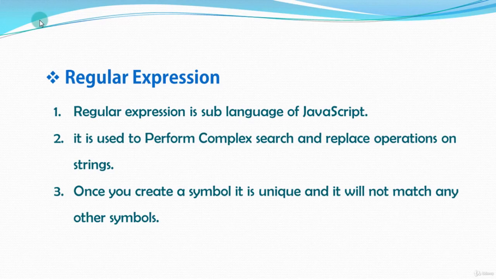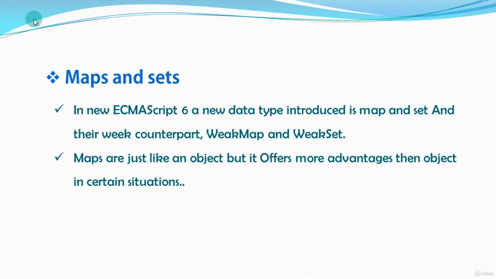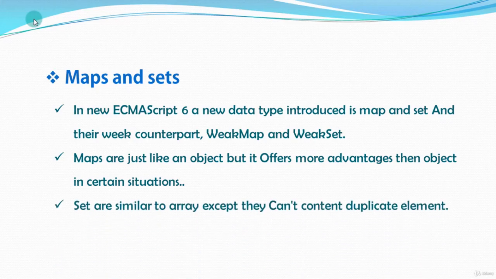Let's move on and talk about maps and sets. In this topic, we will cover map and weak map, and set and weak set. In the new ECMAScript 6, new data types were introduced: map and set and their weak counterparts, weak map and weak set. Maps are just like an object, but they offer more advantages than objects in certain situations. Sets are similar to arrays, except they can't contain duplicate elements.